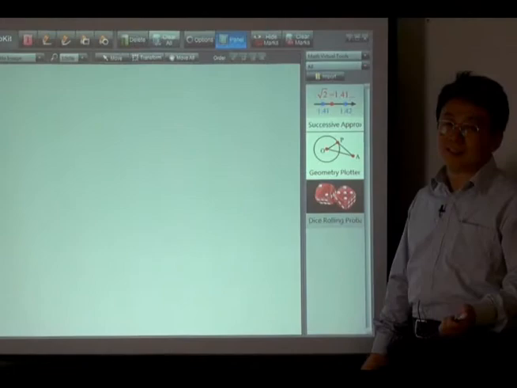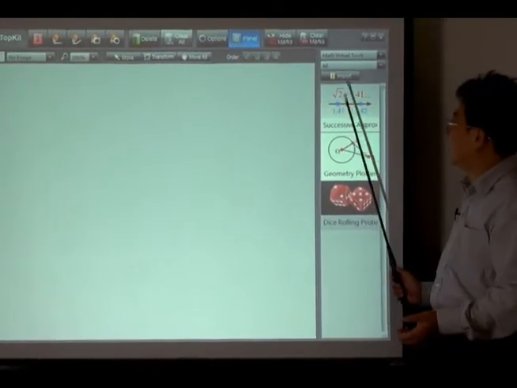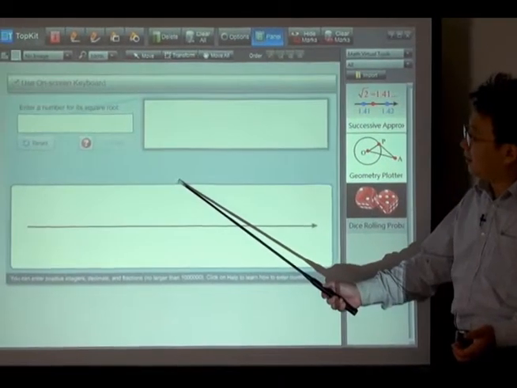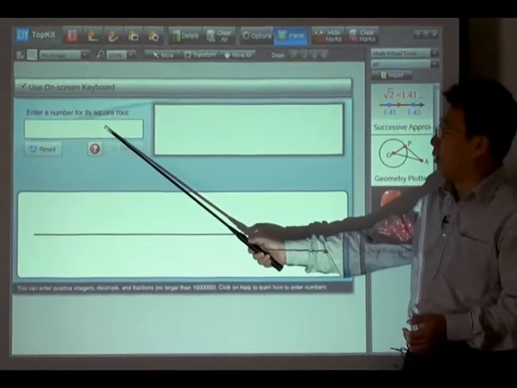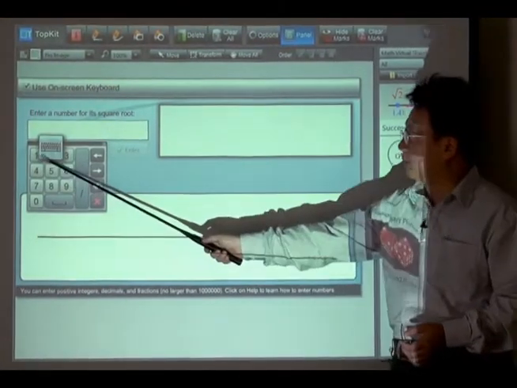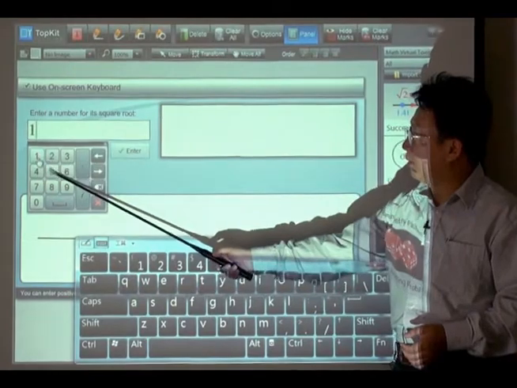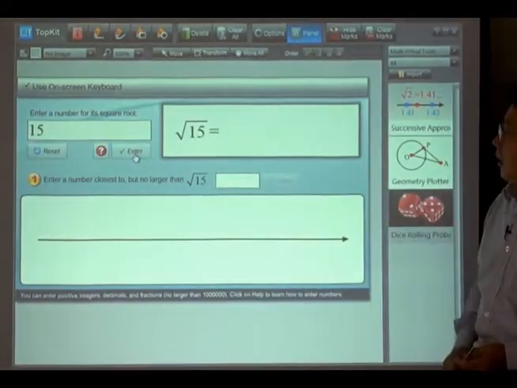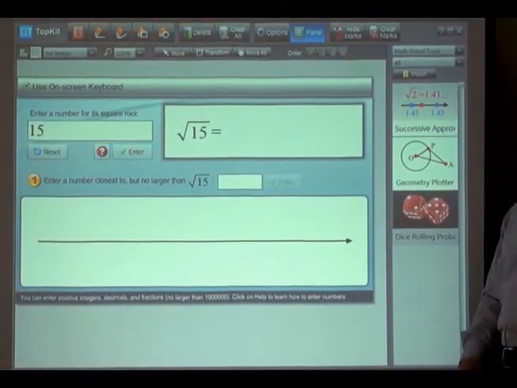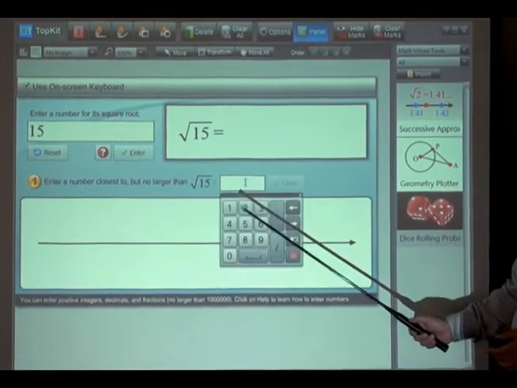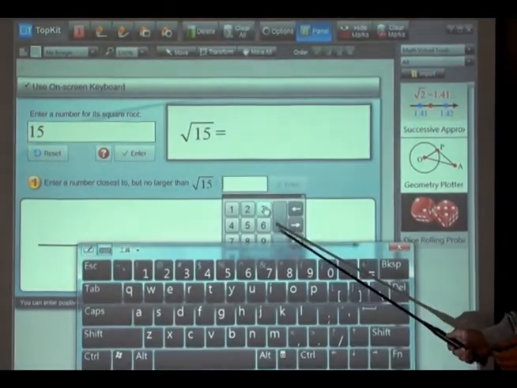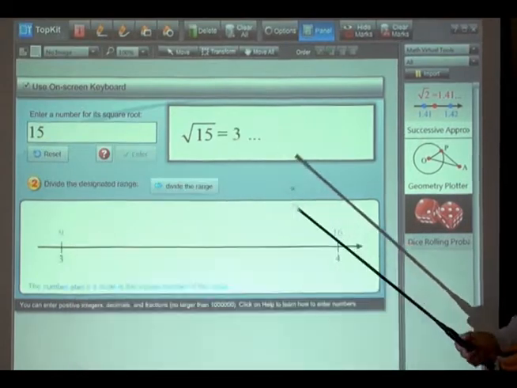Now let's see how the Successive Approximation Tool works. First, enter a number here to find its square root. Here, we'll use the number 15. In the text box for the first calculation, enter the integer that is closest to the square root without going over it. In this case, it will be 3.